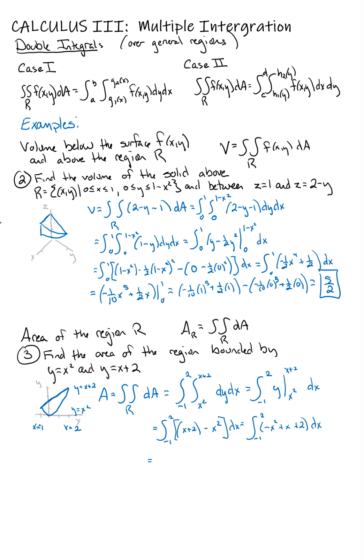So integrating with respect to x gives us negative 1/3 x cubed plus 1/2 x squared plus 2x. We will evaluate this from -1 to 2.